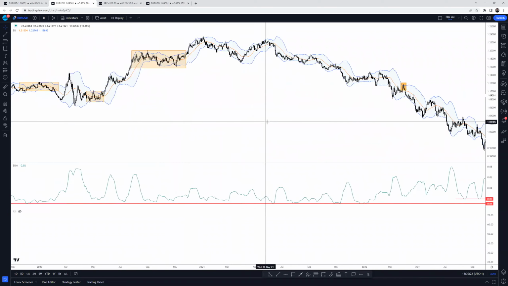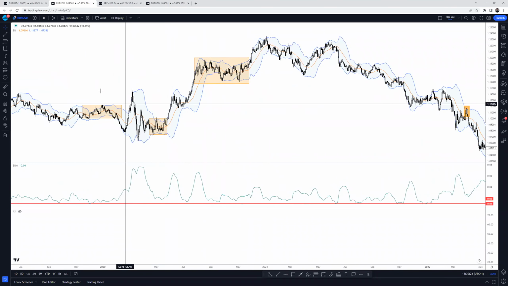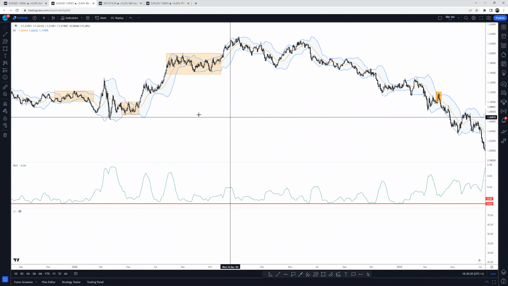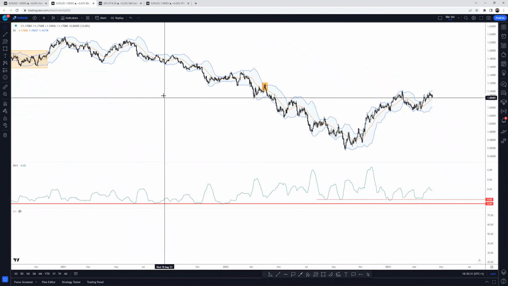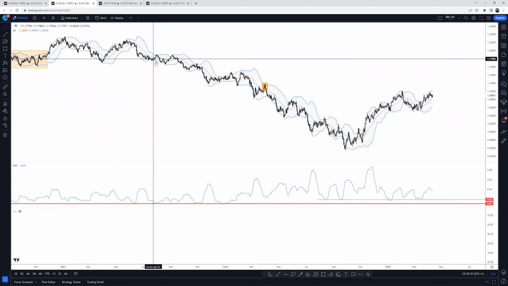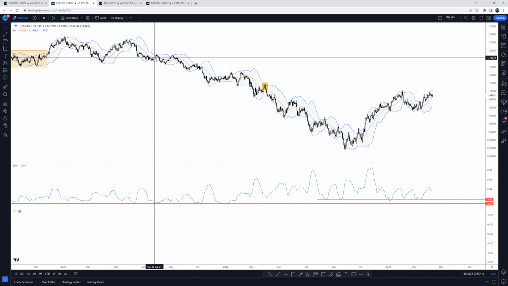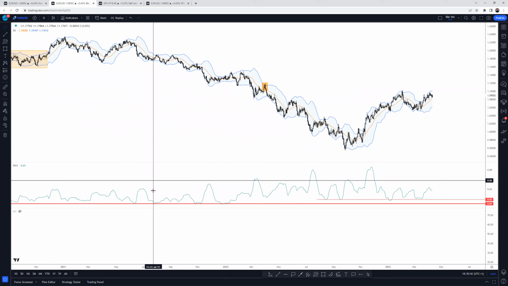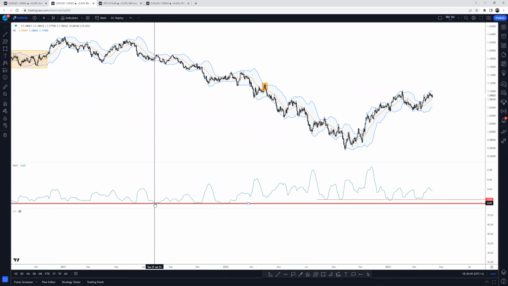So I'm going to try and find an easy one for us. So let's try, not really. So at this point here, as you can see, the bands are clearly shrinking. They're closing in on each other. They're decreasing in width. And the Bollinger bandwidth indicator is touching its lower range, which means a decrease in volatility, which generally means an expansion in volatility will eventually materialize.